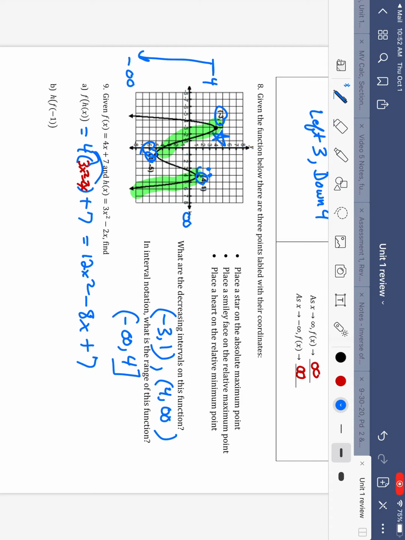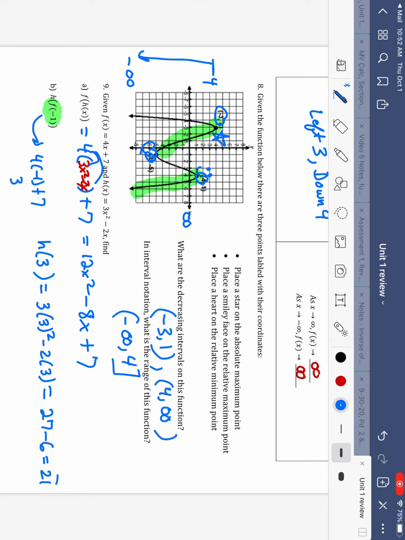All right, h of f of negative 1. So the easiest thing to do here is to go ahead and figure out the answer to f of negative 1 first. So f of negative 1 would be 4 times negative 1 plus 7, which gives me 3. All right, so now I want to find h of that 3. So 3 squared minus 2 times 3. That would be 9 times 3, so 27 minus 6, which is 21. Okay, so next page.